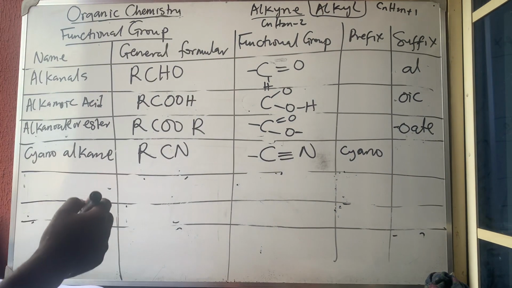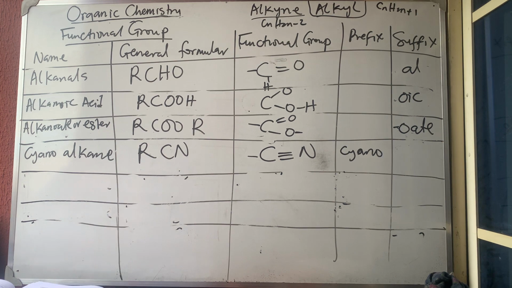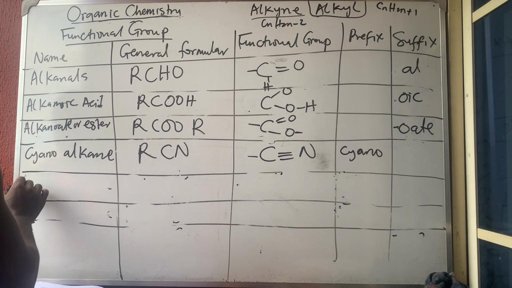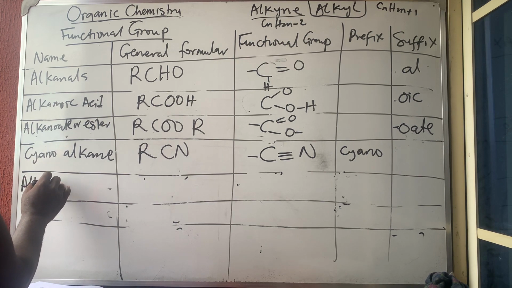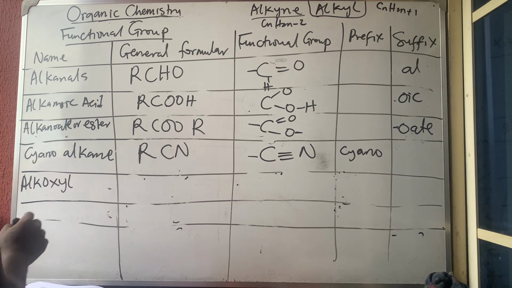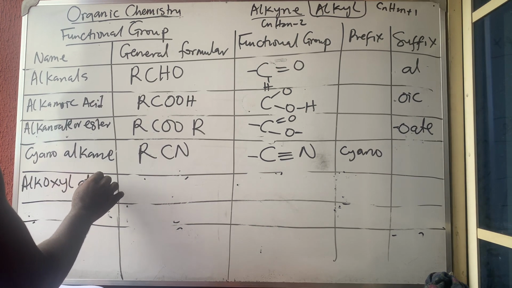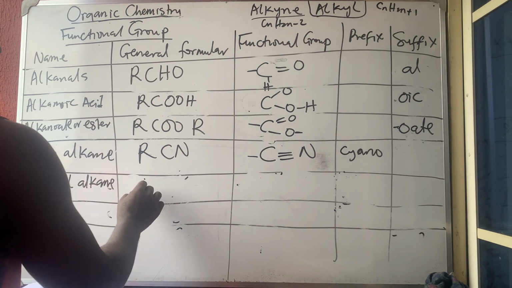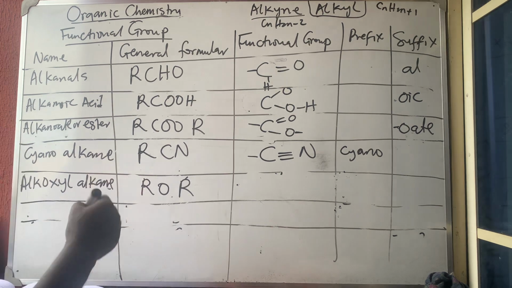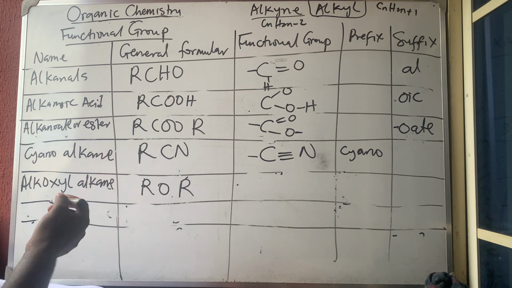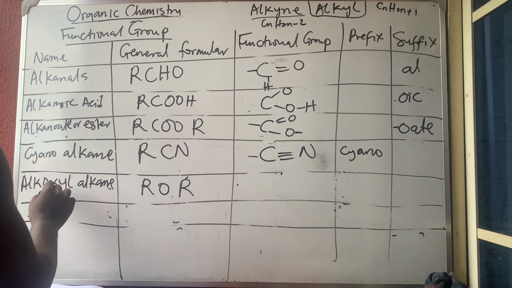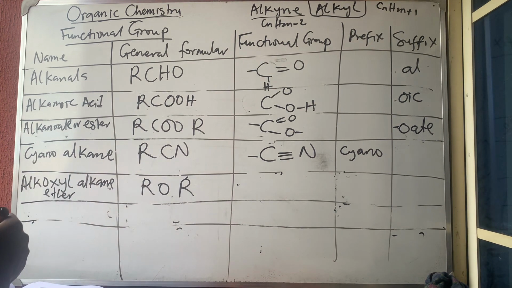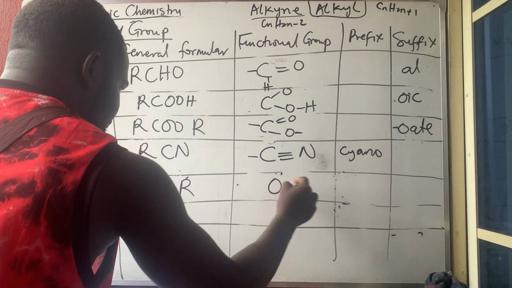So the next one is the alkoxyl alkane. Alkoxyl alkane is simply ROR. Very simple. ROR, and they are equally called the ether. This one is called the ester, but this one they are called ether. Okay, ROR, and then we get them by just that O.